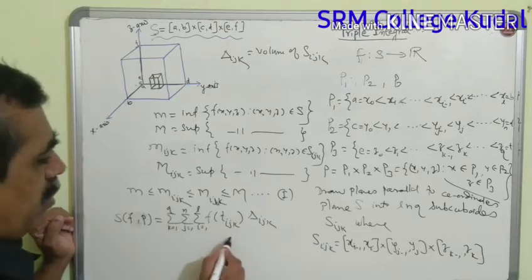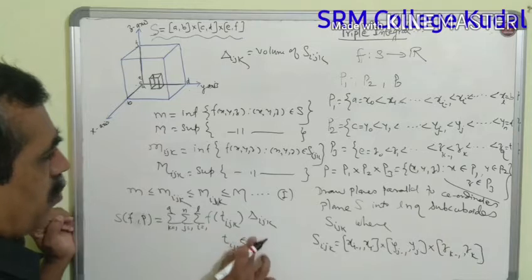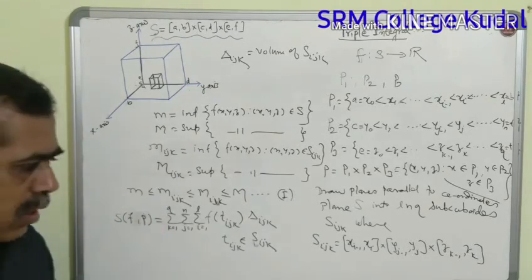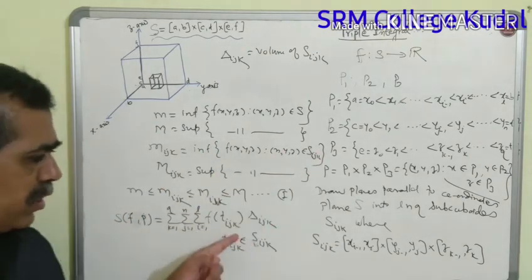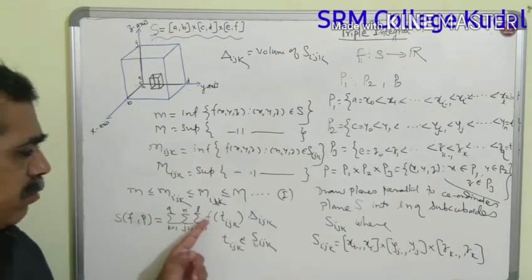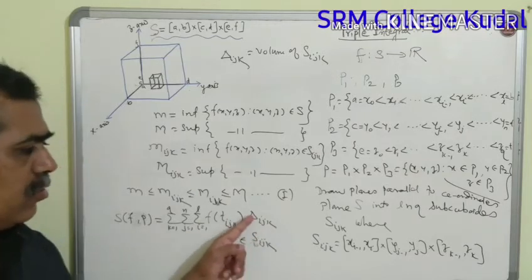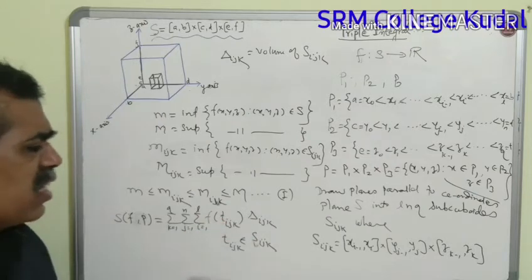Where Tijk is any point from the subcuboid Sijk. So this is the Riemann sum of function f with respect to partition P, and it is defined as this triple summation of f of Tijk into delta Vijk. This is the volume of this subcuboid, and this is the value of the function f at any point of Sijk.